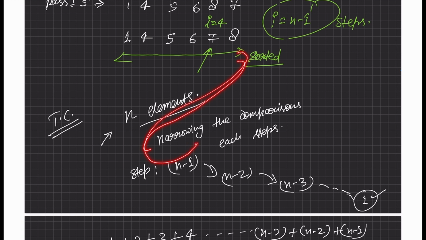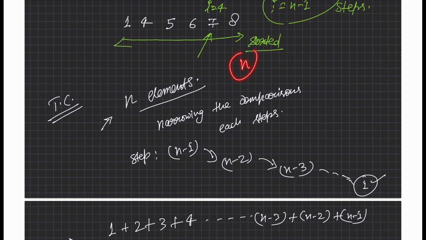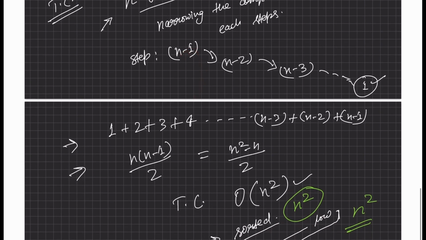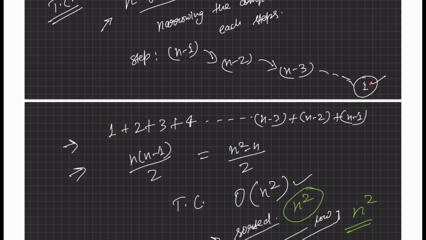We narrow the comparisons at each step. If we have n elements in the array, we are making the comparisons up to n minus 1. In the next step, we are making the comparison till n minus 2. In the next step, till n minus 3, and so on. We are going to compare the elements until we are left with one element in the array. So after arranging these comparisons, in the reverse order, we get 1 plus 2 plus 3 plus 4, up to n minus 3, n minus 2, plus n minus 1. So we are making the comparison from n minus 1 to 1.